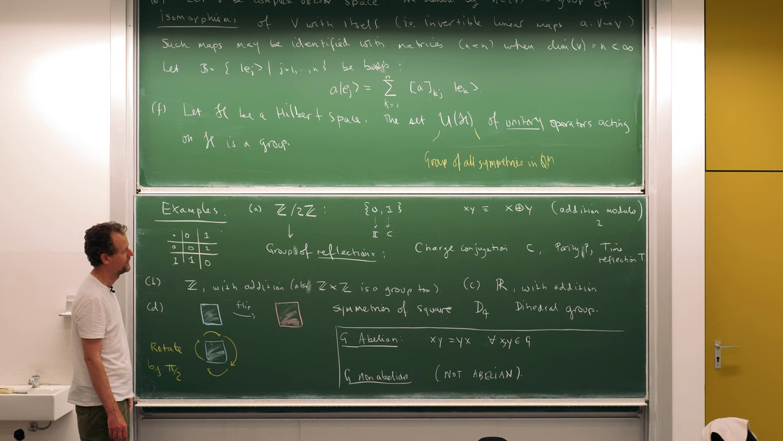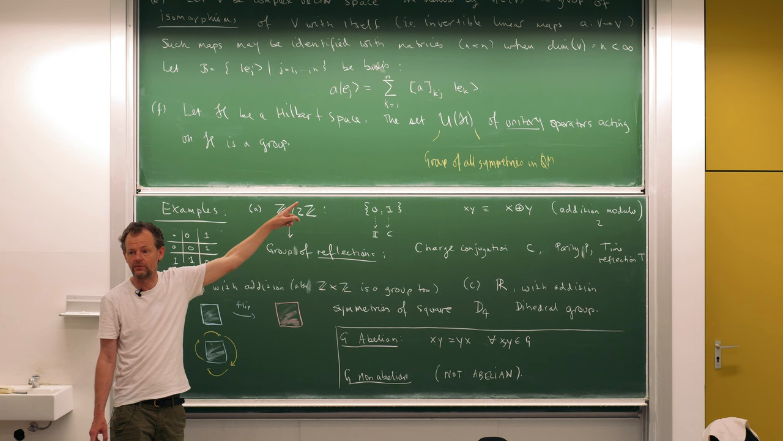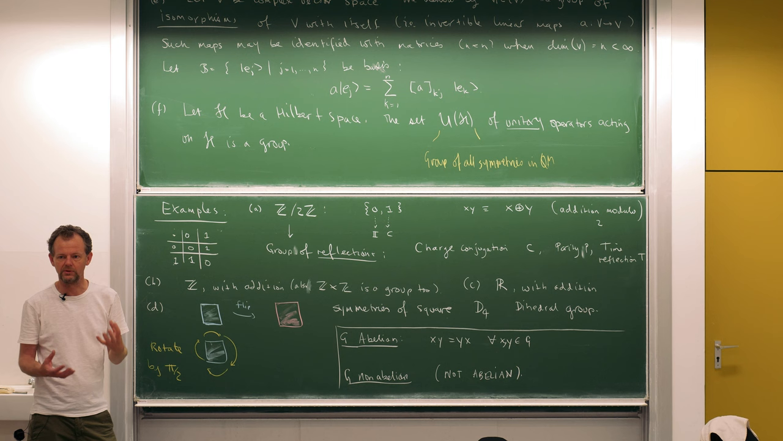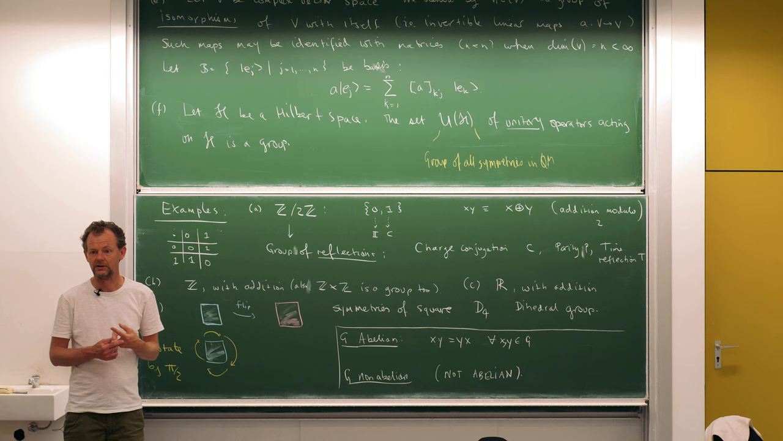Right. Good, then I better tell you why U of H, the set of unitary operations, is so important. Hilbert space, unitary operators, yeah, sure, I can believe it. But no, what's the real argument? You know, there could easily be, and it turns out there is, additional operations which are symmetries, but not unitaries. That's a little bit of a surprise. At least I find it still surprising.